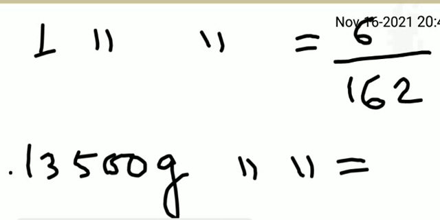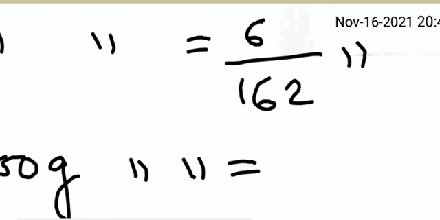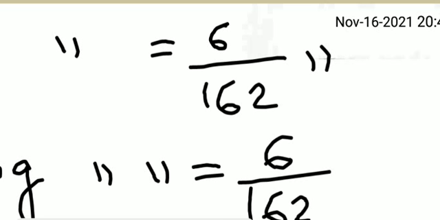The weight is when maximum or more weight will give more sheets. So here multiplication will be there. So 6 by 162 into 13500. Just calculate it.